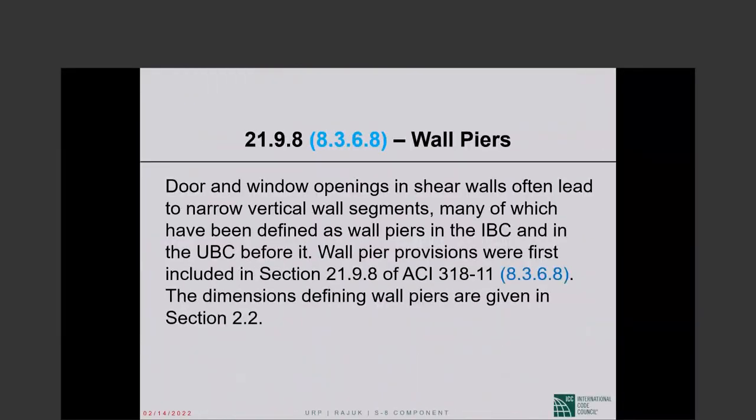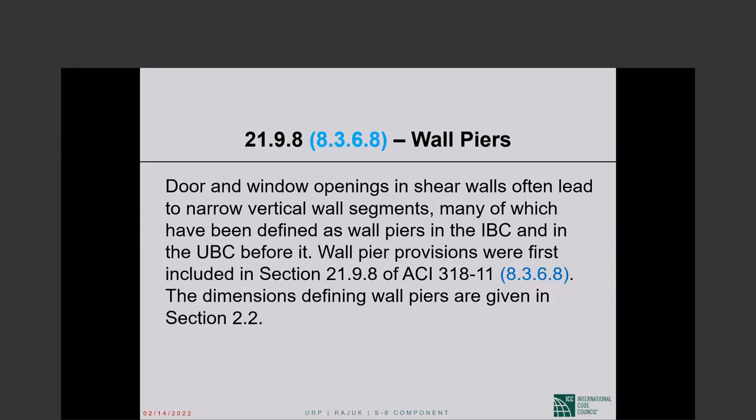Okay, that brings me to the last topic of the day, wall piers. So door and window openings in shear walls often lead to narrow vertical wall segments, many of which have been defined as wall piers in the IBC and in the UBC before it.